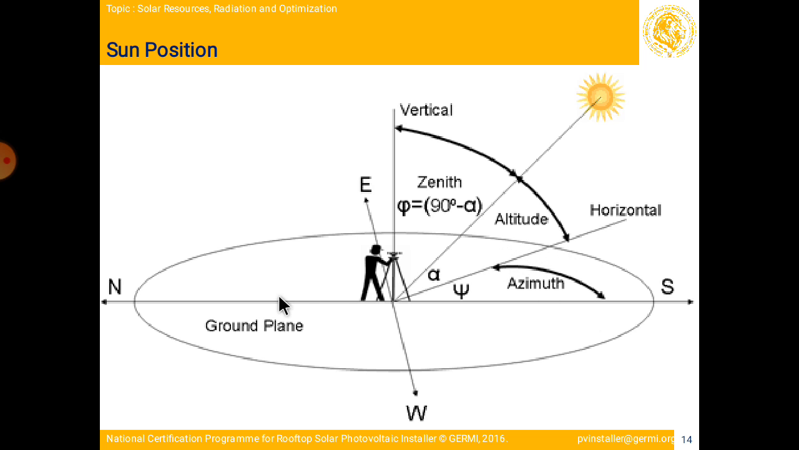So this is the ground plane, and these are the angles that we are measuring for the better output of the solar panel. And from that we can place our solar panel correctly, so that we will get the maximum efficiency of the solar panel.